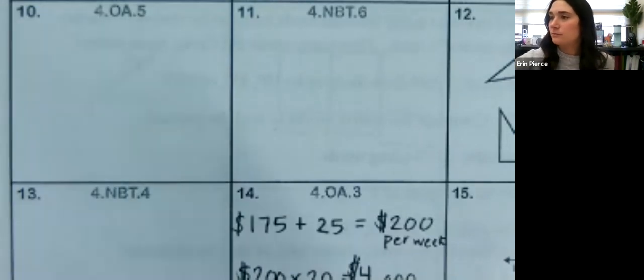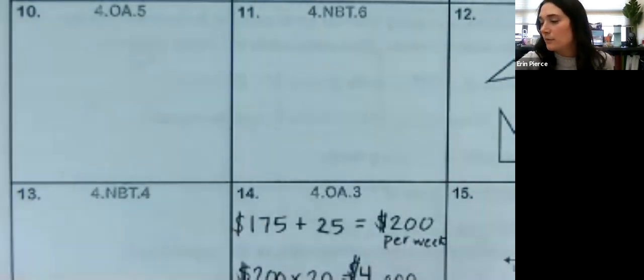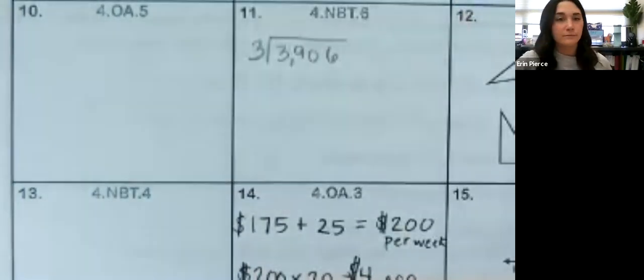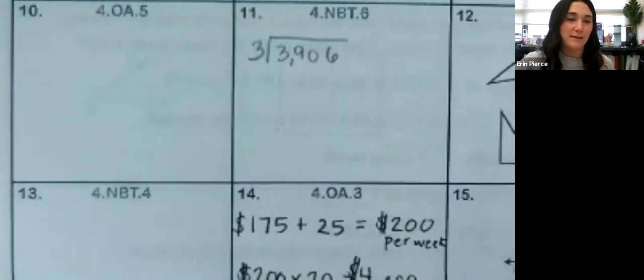All right. So 3,906. Can you see that? Yeah. All right. I'm dividing by 3. I'm not going to test you on it. I just want you to practice, okay? 3 divided by 3. It goes in evenly. 3 divided by 3 equal groups. Olive? 1. All right, 1 right above.